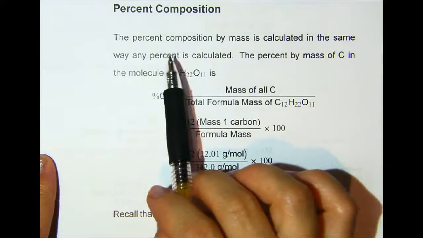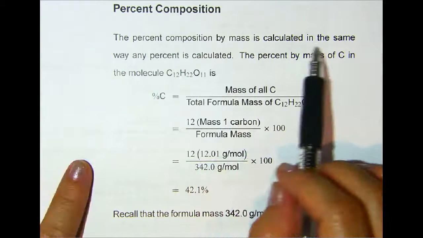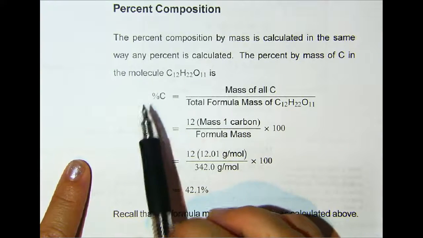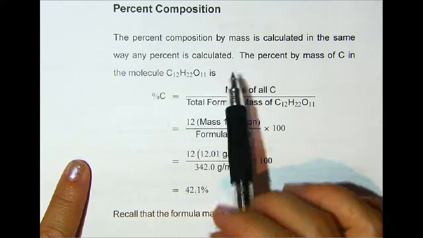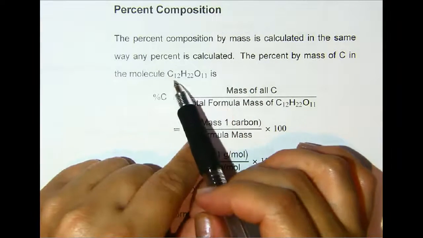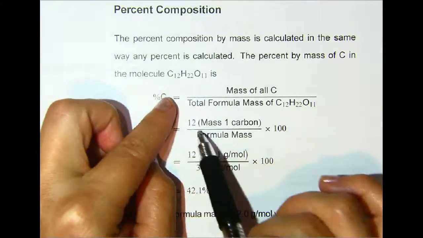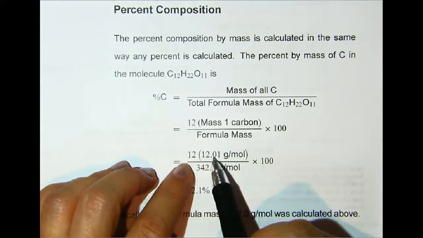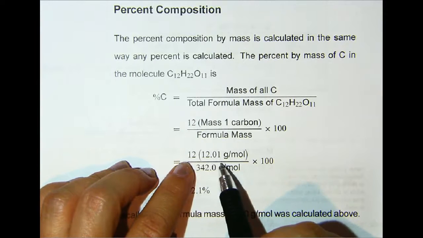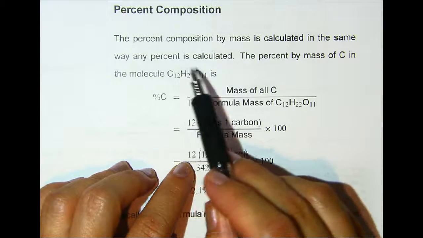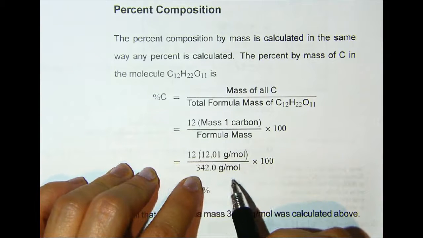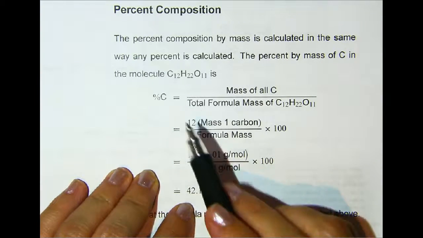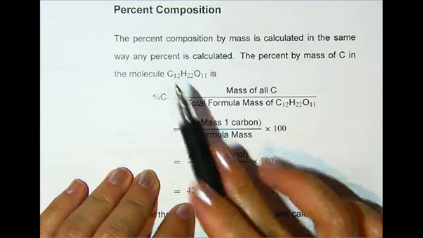Percent composition. The percent composition by mass is calculated in the same way any percent is calculated. The percent by mass of carbon in the molecule C12H22O11 is going to be the mass of all the carbons. So it's going to be carbon's mass, which is 12.01, times the fact that you have 12 carbons, divided by the total mass of your molecule, which is 342 grams per mole. When you divide these values and multiply by 100, you get a percentage. 42% of this molecule is made up of carbon.